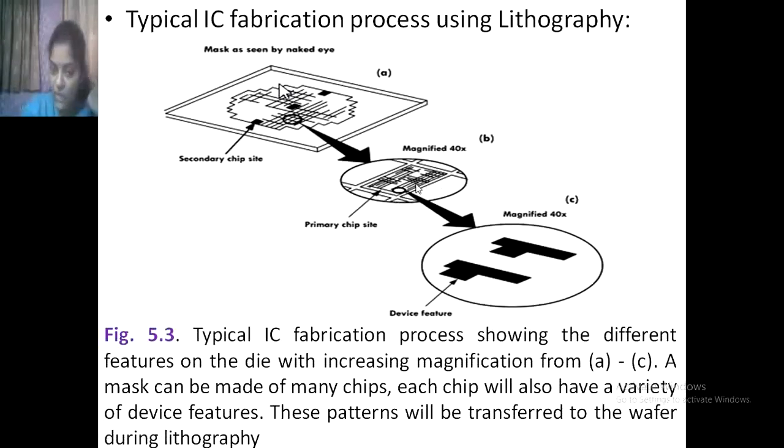Again we magnify that by 40 times greater, so you will get the device features here. This is the typical IC fabrication process showing the different features on the die with increasing magnification from A to C.